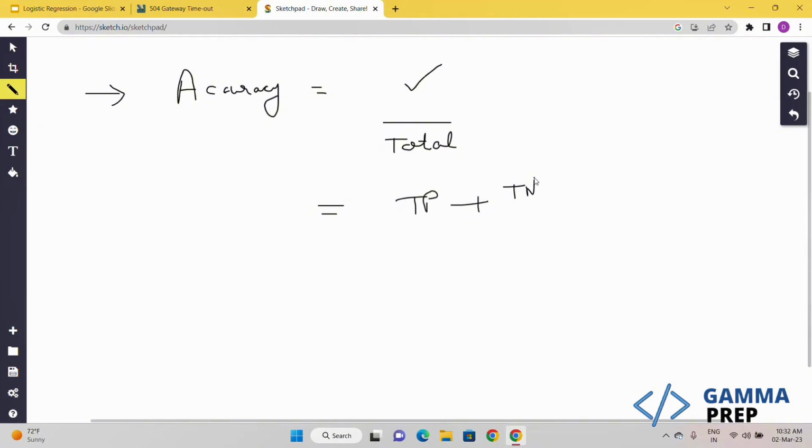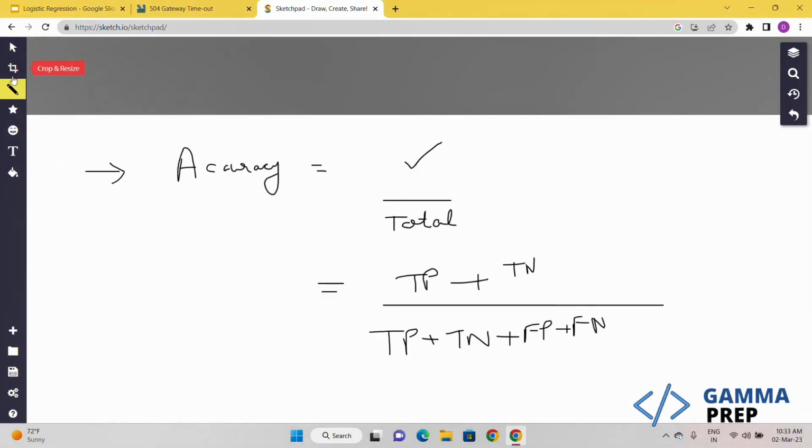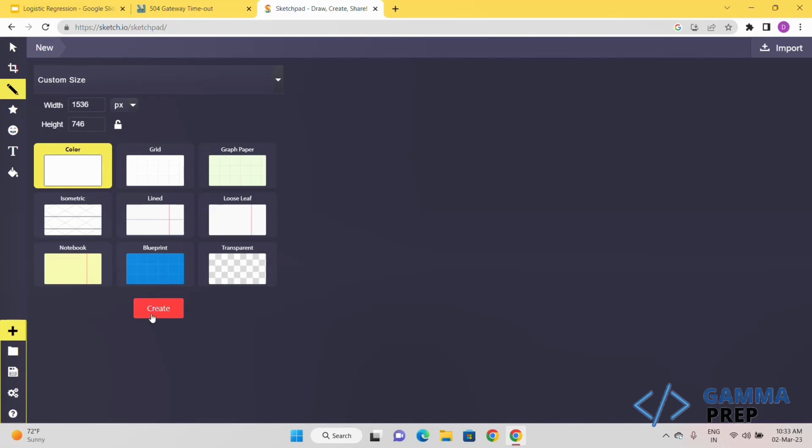So these are the two things that a model is doing correctly, divided by the total, which is true positives plus true negatives plus false positives plus false negatives. Now, accuracy should be high or low? It should be high. It should be as close to 1 as possible. Okay. So this is the first one.